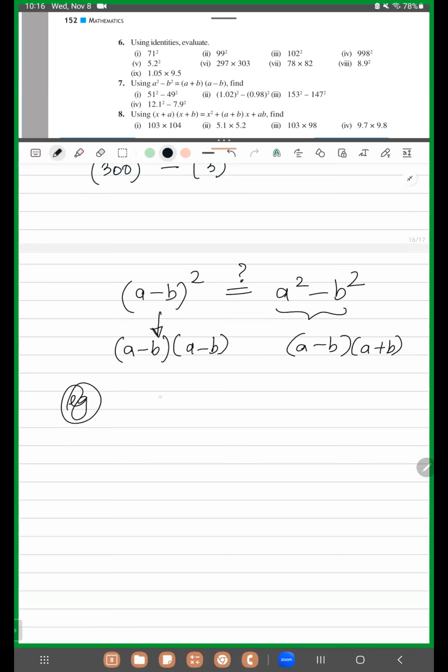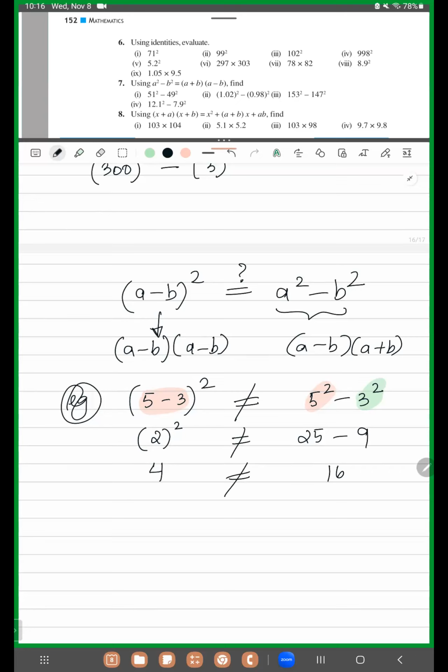A minus B whole square. Let's say 5 minus 3 whole square. We will see whether it is equal to 5 square minus 3 square. So 5 minus 3 is 2. So 2 square is equal to 4. Now 5 square minus 3 square: 25 minus 9, and that is 16. Same thing or different? Different. So they are not equal.